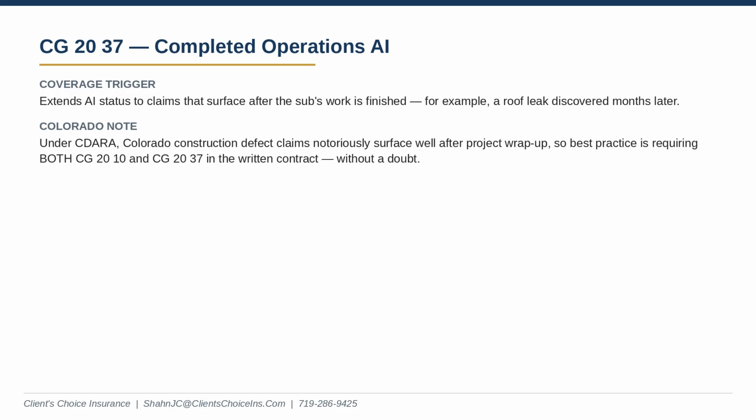Wait, so if a GC only requires ongoing coverage, are they completely on the hook for that delayed roof leak? Like, say, a leak that isn't discovered until it rains 3 months later? Yes, they are completely on the hook. Wow. And this is especially critical for your area, Sean. The source material specifically highlights Colorado's CDARA. The Construction Defect Action Reform Act?